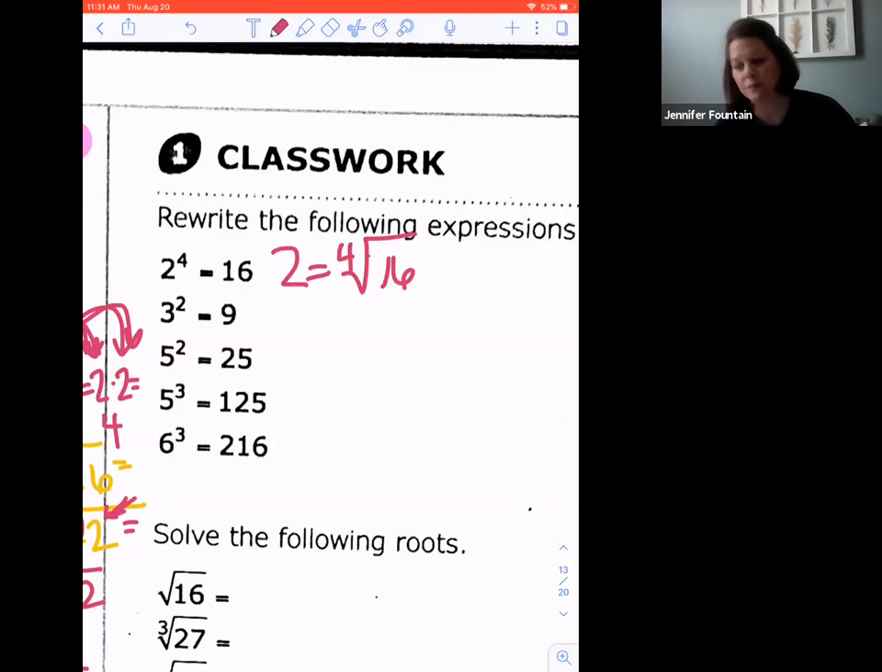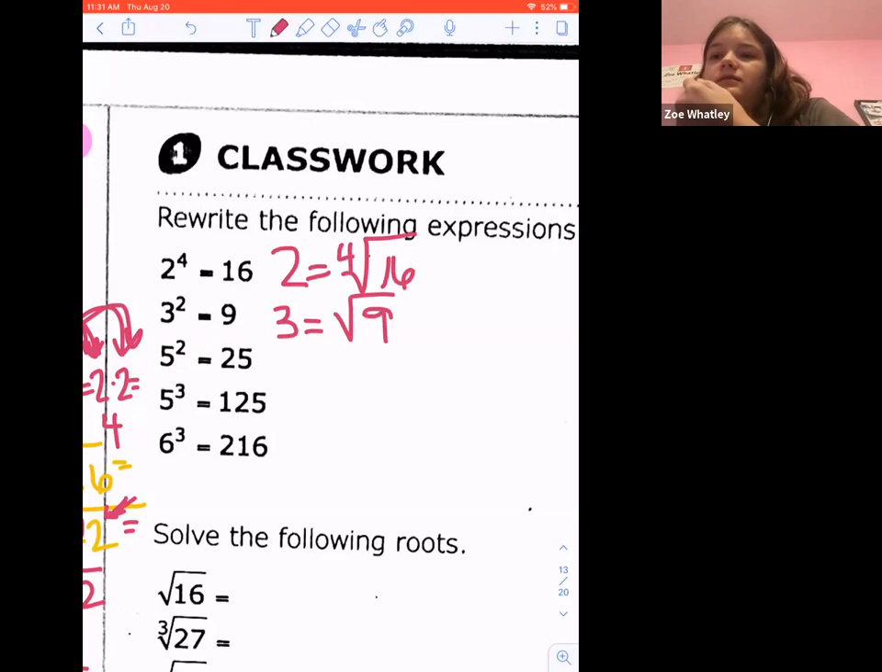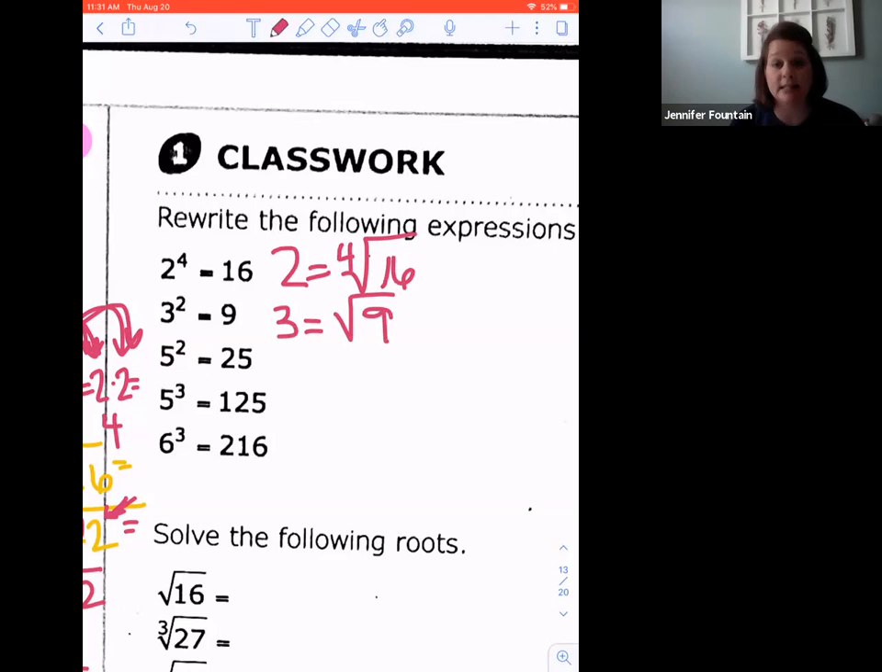This one would be written as 3 equals the square root. Is the 4 the index? 4 ends up becoming the index, yes. So the exponent becomes the index. My base is my solution, and that becomes my radicand.